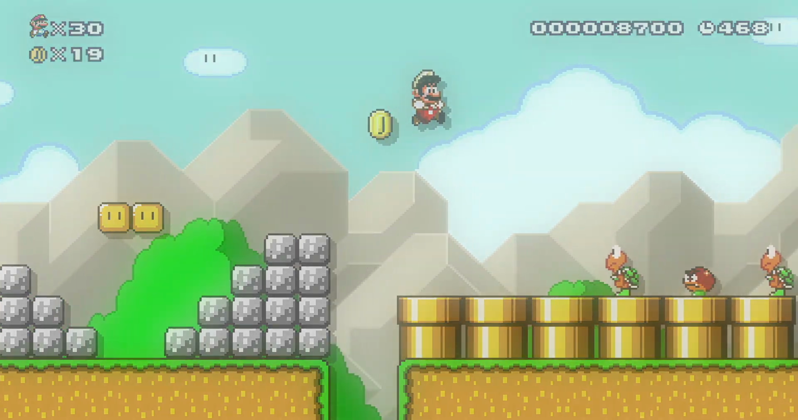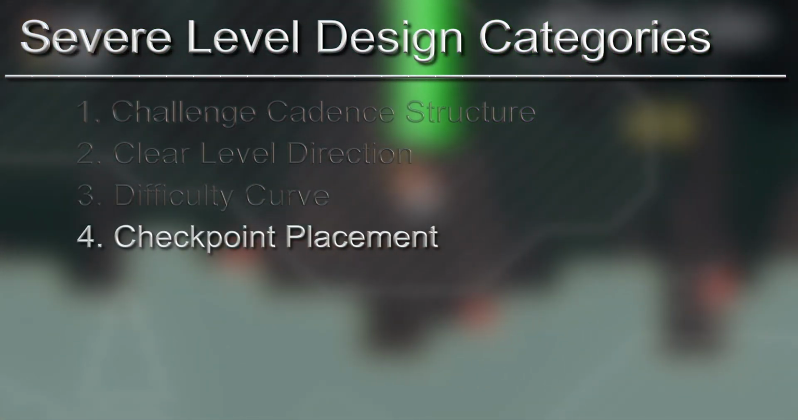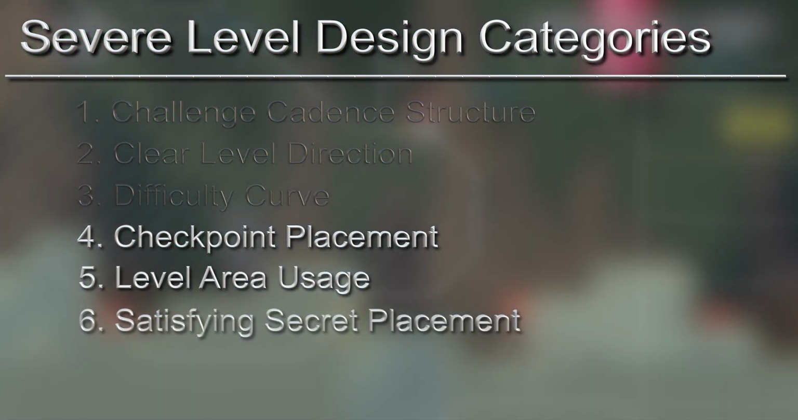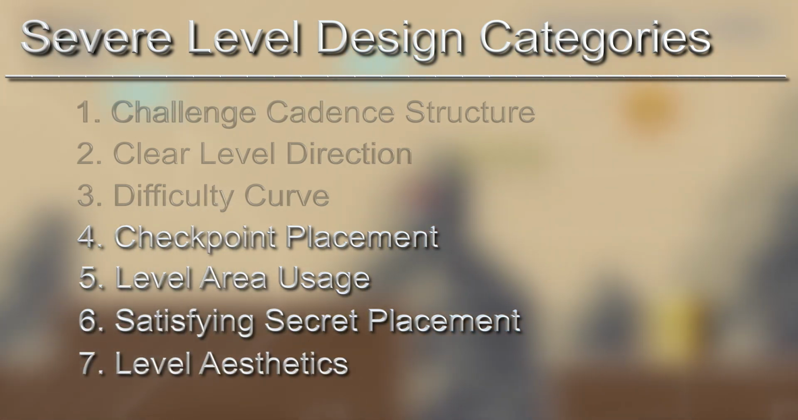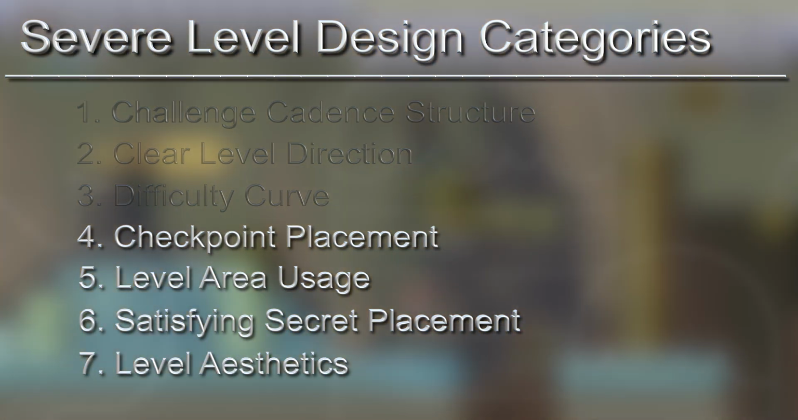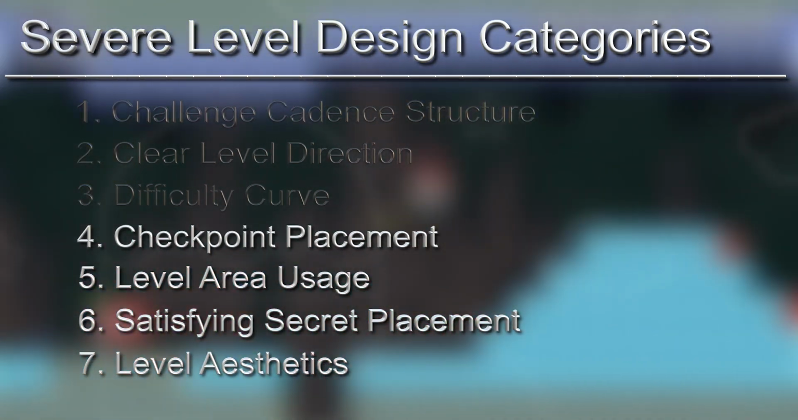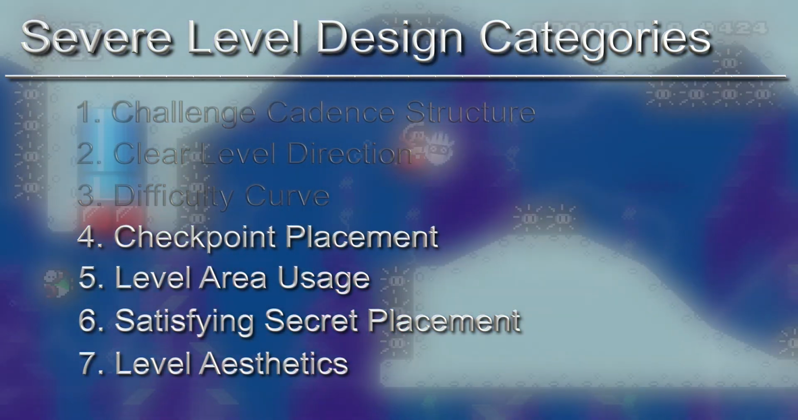The final 4 level design categories we will explore are checkpoint placement, level area usage, satisfying secret placement, and level aesthetics. These categories can apply to just about any type of game, but we will use Super Mario Maker 2 to demonstrate examples of each category.